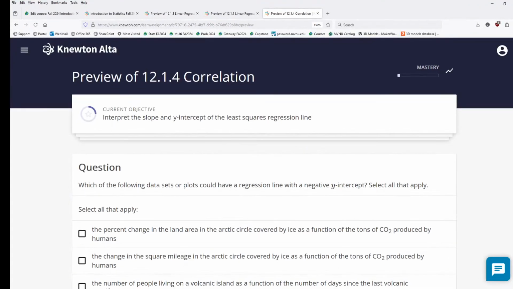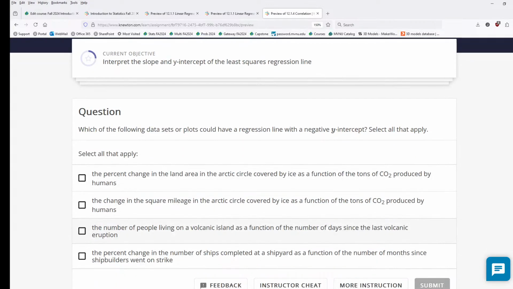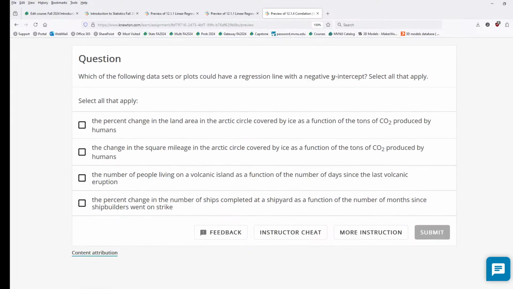There. So you might be wondering, what sort of homework are you going to have to do? Well, one of those homeworks is going to have to do with correlation. It says, which of these data sets could have a regression line with a negative y-intercept? Negative y-intercept just means that the y-intercept is below 0. It's where that line crosses the y-axis.